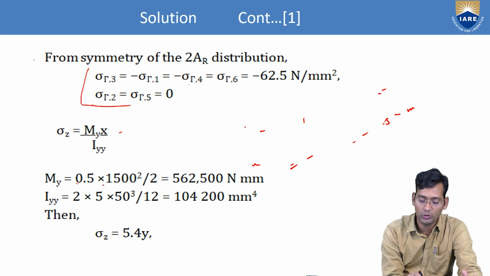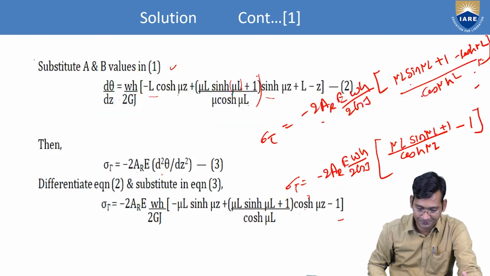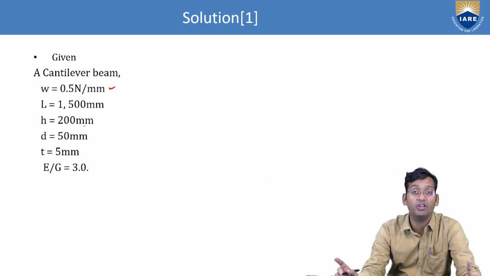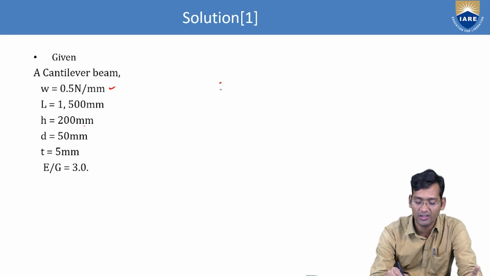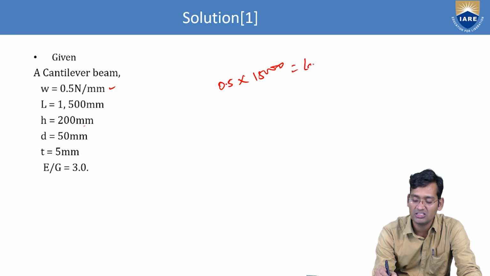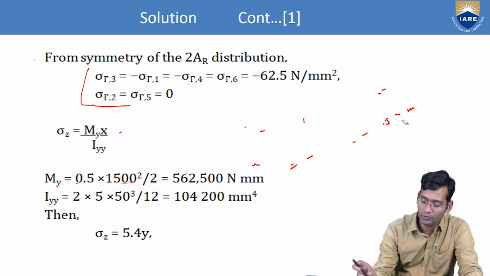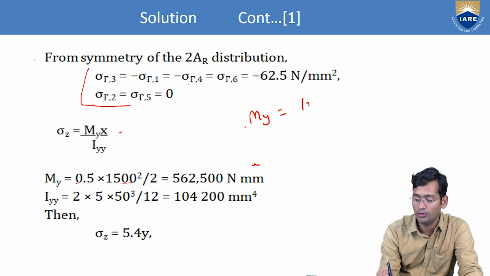The weight is given as 0.5, but what we require is weight per unit length. So we require load into perpendicular distance as the moment. Once we multiply 0.5 into 1500, we get the load. So My is load into perpendicular distance.